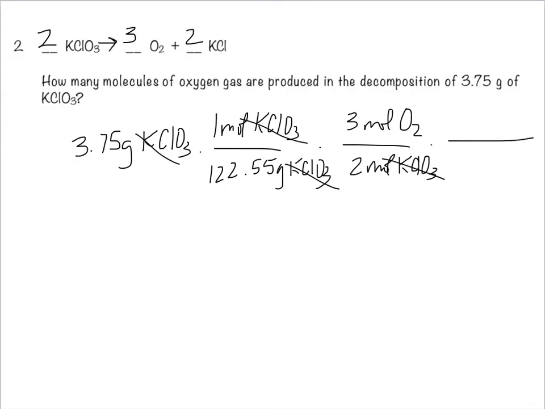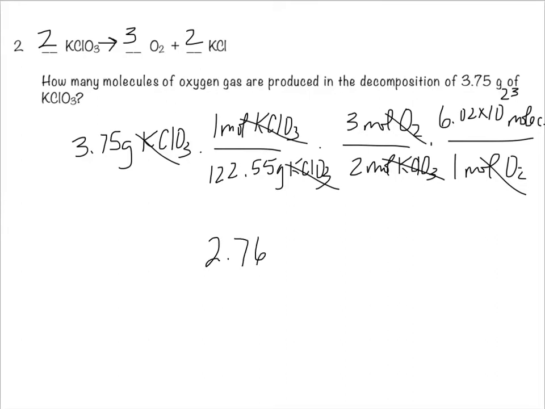And then finally, I know that 1 mole of any substance is how many molecules? 6.02 times 10 to the 23rd molecules. Moles of oxygen cancel. And so what I'm going to do is multiply, divide. And when I do this, I get, with 3 sig figs, 2.76 times 10 to the 22nd molecules of oxygen.